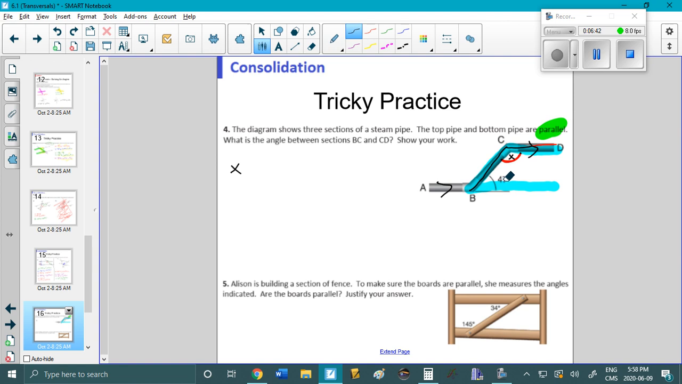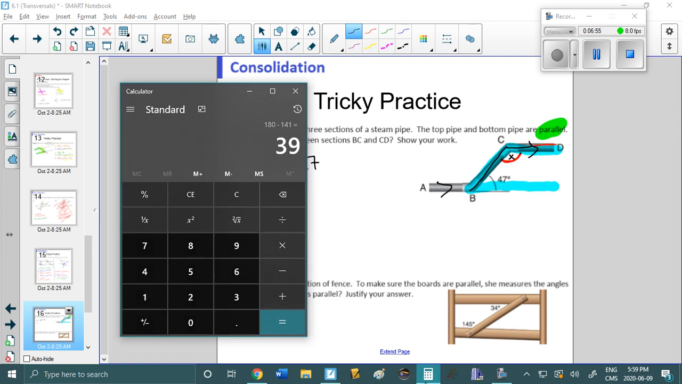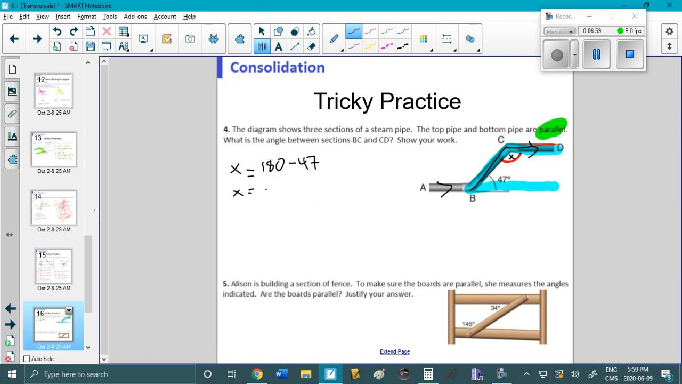Now the question is, are X and 47 the same, or do they add to 180? They add to 180. So X is 180 minus 47. X equals 180 minus 47, 133 degrees, and that is by C pattern.